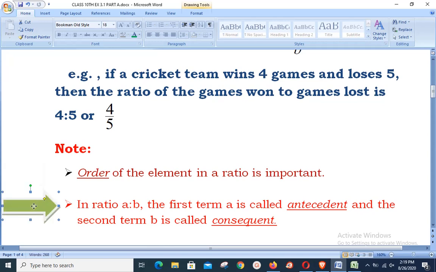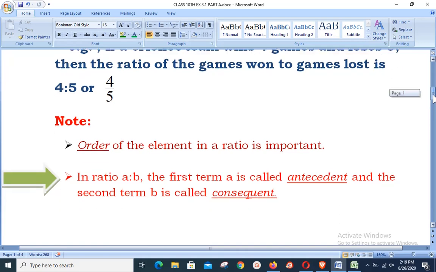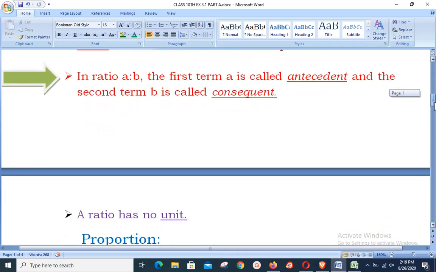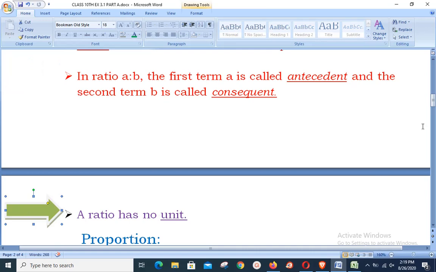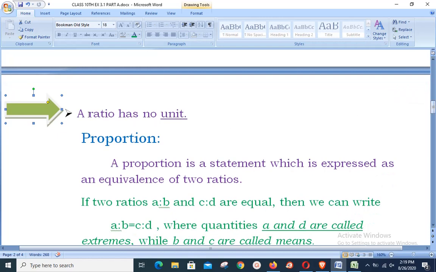Then in the next, in the ratio A ratio B, the first term is called antecedent, whereas the second term is called consequent. Dear students, this objective may come in your exams, that the first one is called antecedent and the second one is called consequent. You need to remember. The next important point is our ratio has no unit. Clear? Now we move to the next, that is proportion.